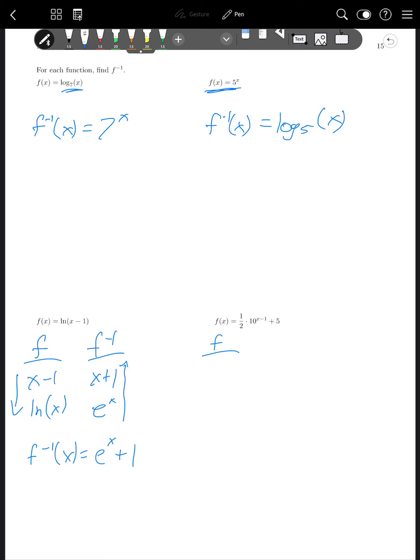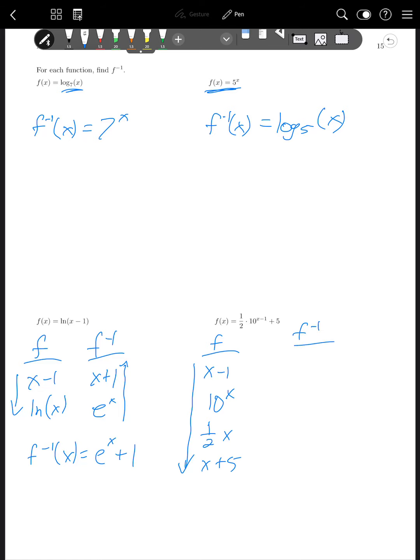So let's go through this one. So first thing we would do here is the exponent. And inside the exponent, we've got an x minus 1. So that's the first thing we would do is subtract 1. Then after we did that, we would take 10 to the power. Then after that, we do multiplication. So 1/2 times x. And then last but not least, we would add 5.